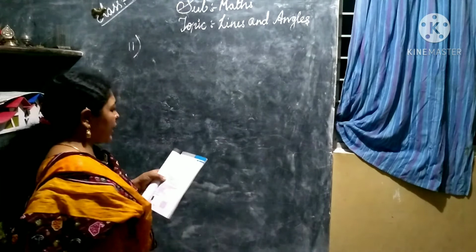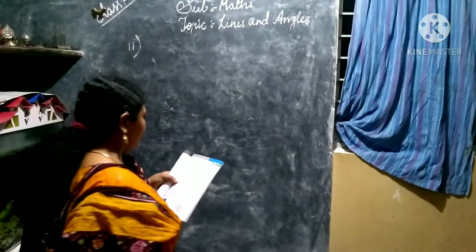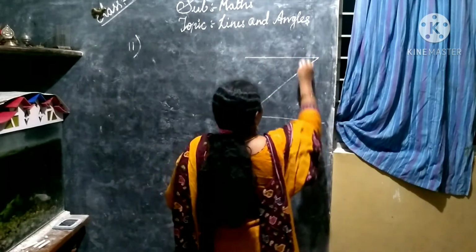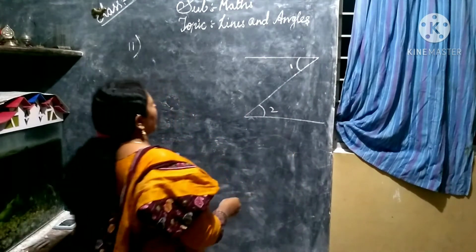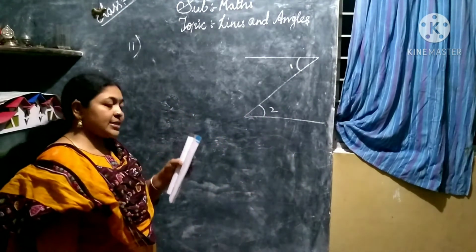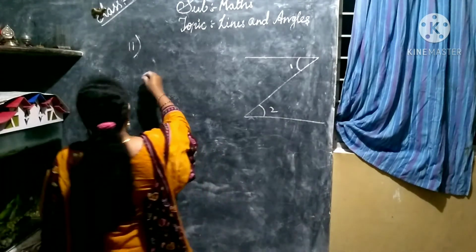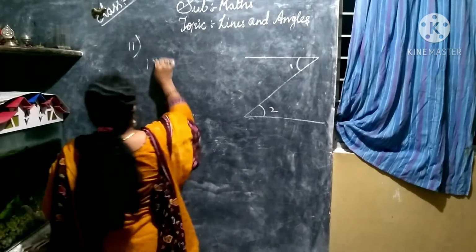In the following figure, is angle 1 adjacent to angle 2? Give reasons. Here is one figure given, with angle 1 here and angle 2 here. They are asking whether angle 1 is adjacent to angle 2. Are they adjacent? No, but they are asking you the reason. What would you write as the reason?